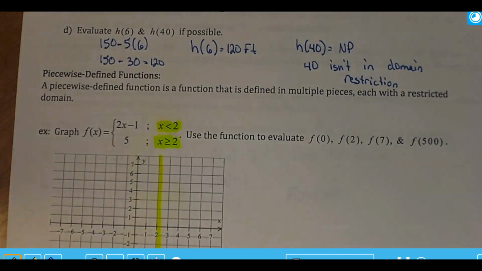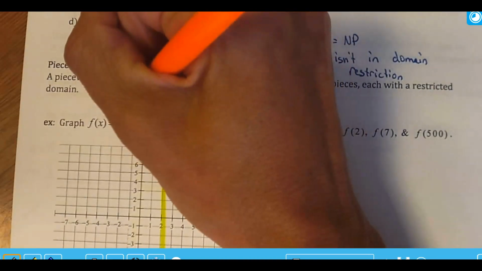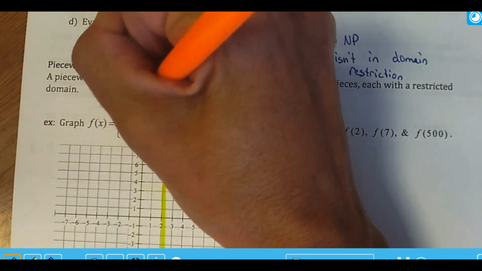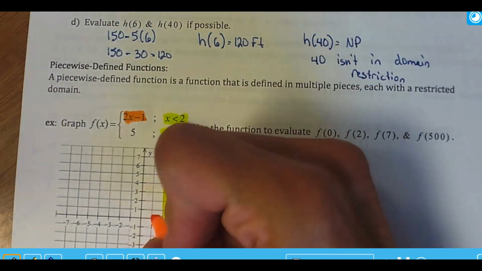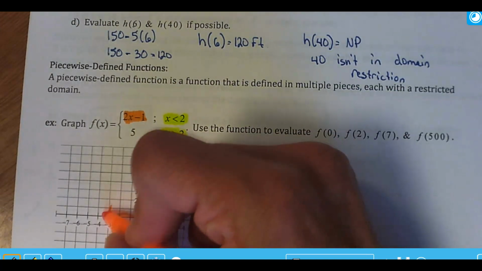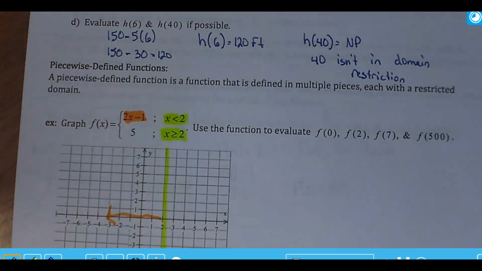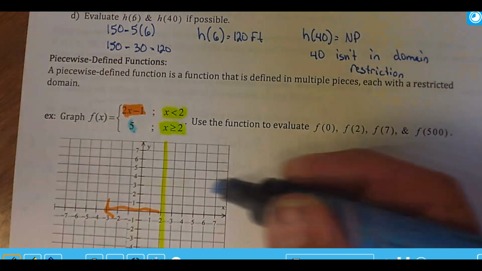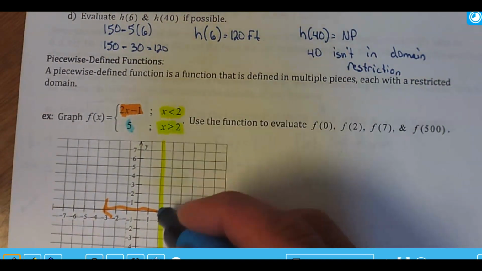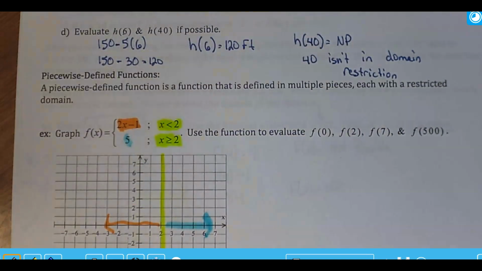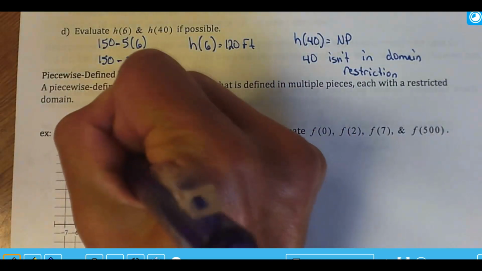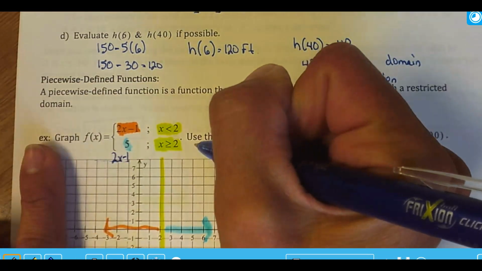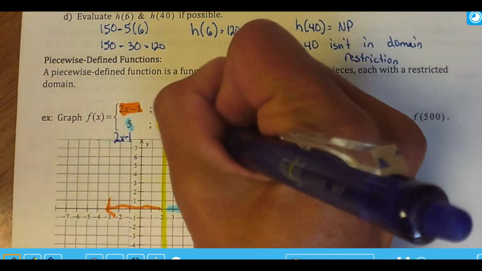Here we go. This one, I will be graphing 2x minus 1 for where x is smaller than 2. If you see how this points, that means I want it on this side of the line. And then I'm going to graph the 5, which, here comes blue, where x is greater than or equal to 2. So I'm going to put the blue here. Some people like the highlighters. I also like to do my reminder that 2x minus 1 will be on this side of my line, and 5 will be on this side.